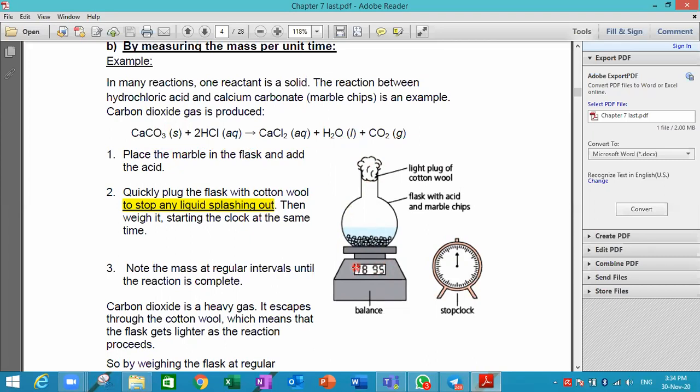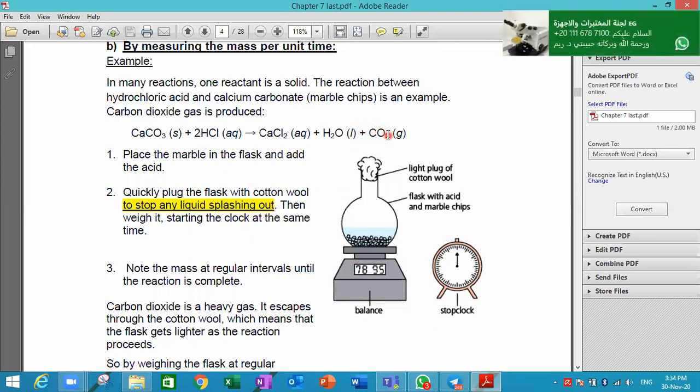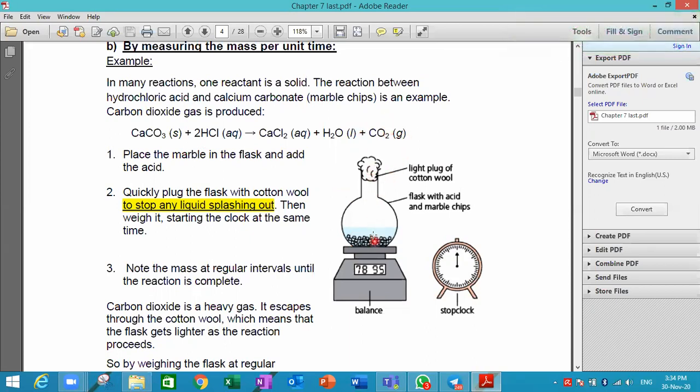In this method, we are going to study what happens to the mass of the reaction mixture with time. Or else we can measure the mass of carbon dioxide that escapes per unit time, either this or that. So we place a cotton wool to allow for the passage of carbon dioxide gas. But why do we put this cotton wool? Why don't we leave it without a cotton wool and the carbon dioxide will escape as well? Why did we place this cotton wool?